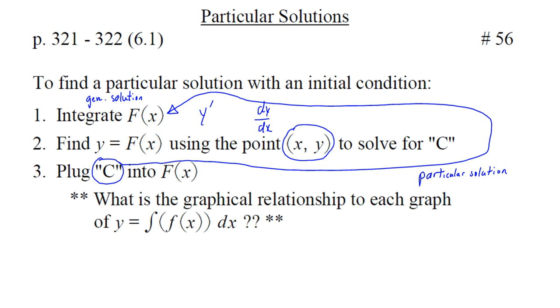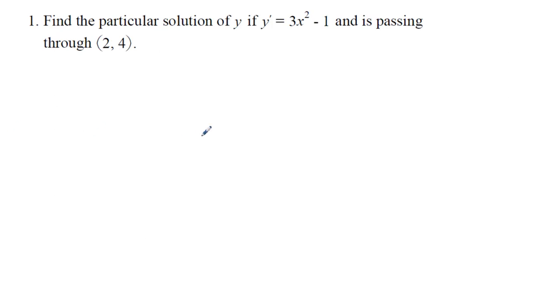So let's go over some problems related to this. Problem 1, find a particular solution of y if y prime equals 3x squared minus 1 and is passing through this point 2 comma 4. Well, this y prime I'm going to rewrite as dy dx. And it's going to be apparent quite soon. So we put the right side up here, 3x squared minus 1. And we are going to cross multiply the dx. And so on the left, we're left with dy is equal to quantity 3x squared minus 1 dx.